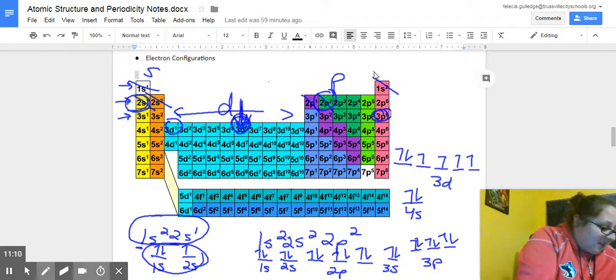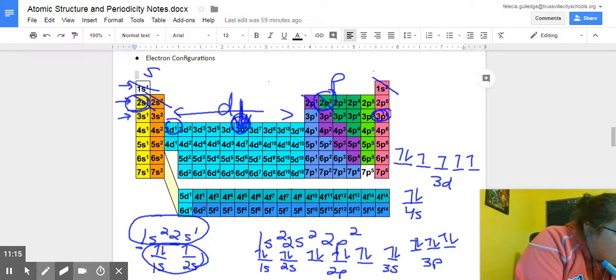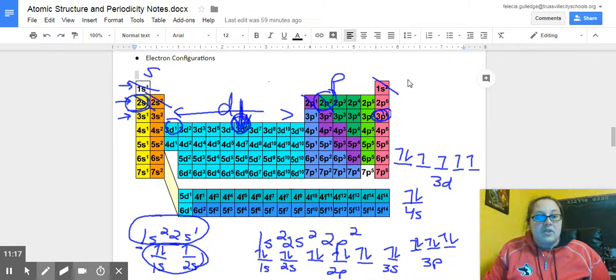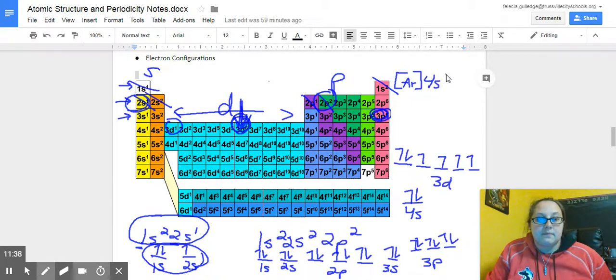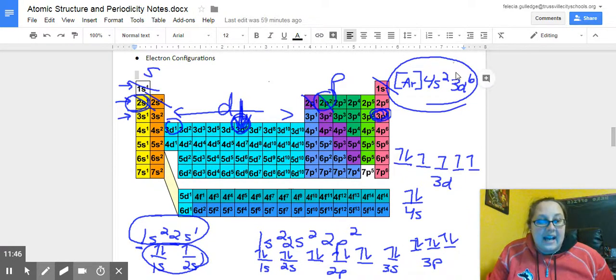Crap, I don't have my periodic table to know what it is. I do know what it is. It's argon. All right, so argon, I put it in brackets. So what this is telling me is, hey, it's the electron configuration for argon, so I don't have to do the rest, anything that comes before it. Then I start from argon. So now I have to go to 4s2, and then 3d6. So this is called the noble gas configuration.